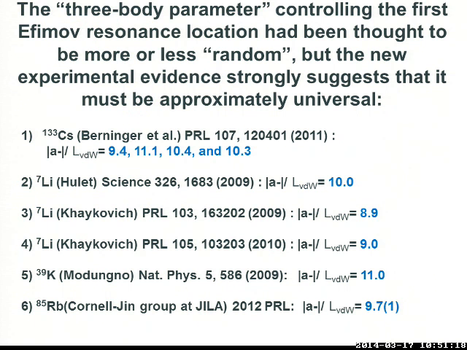Okay, so to summarize some of the evidence, again, it was really surprising to me and to most of us working on Efimov physics that when people looked at many different Efimov resonances, the value of the scattering length, again negative, written as the absolute value of the scattering length divided by the van der Waals length at which the Efimov resonance was seen, is always around 10. The scattering length is always around minus 10 times the van der Waals length. This was the big surprise for us.